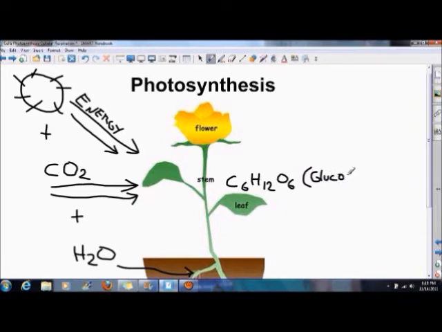Glucose. As a side product from making glucose, the plant is also able to produce, let's bring an arrow coming out, oxygen, which is O2, something that we need. That is the process for photosynthesis. Please get that added to your notes.